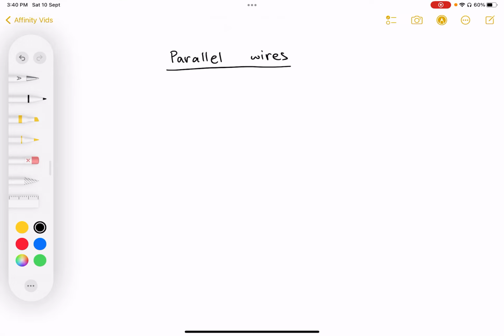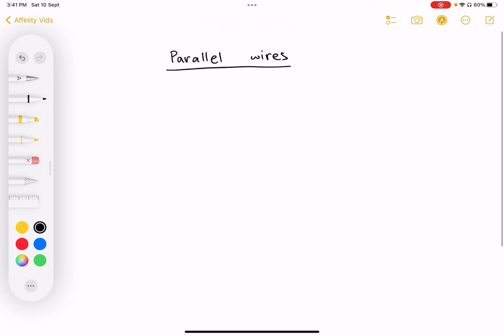Hello. So today we're going to be talking about parallel wires. This is going to be related to electromagnetism. We're going to see a little bit of this in unit 5.4. This can be a little bit of a difficult concept to understand, so we're going to go through it today.